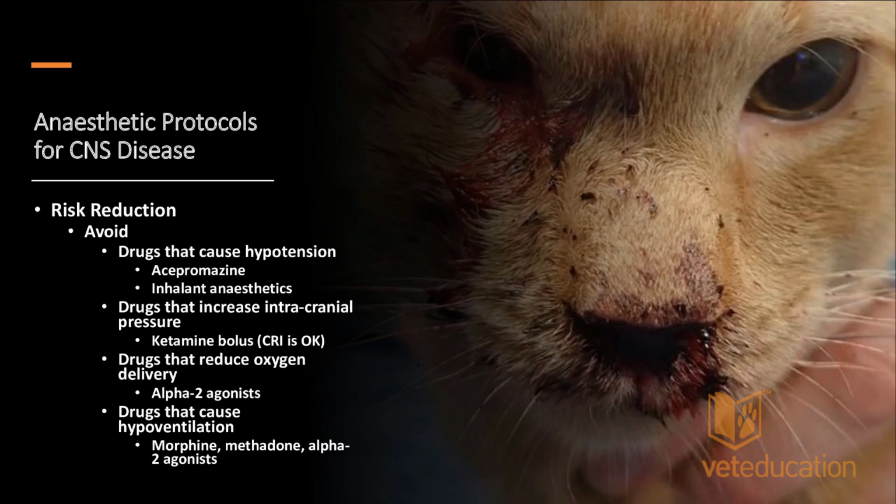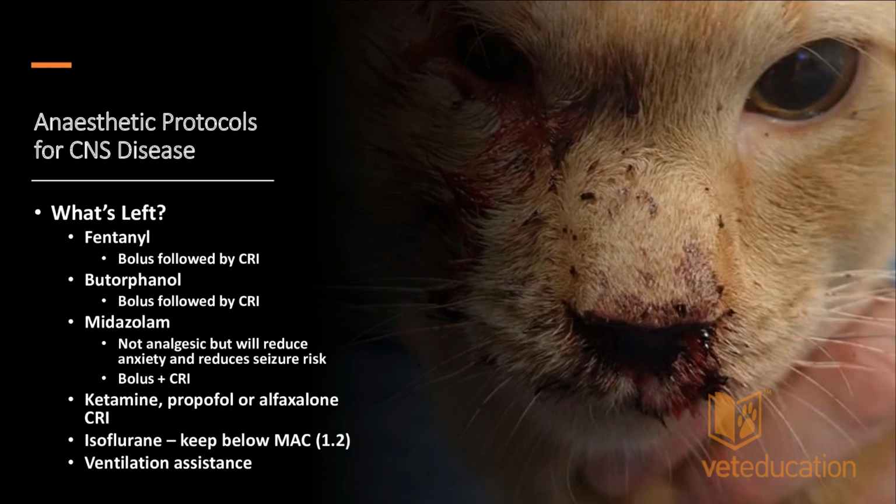And drugs that cause significant hypoventilation. Well, this is a lot of things, like our alpha-2 agonists. Morphine and methadone given as boluses can cause quite profound decreases in respiratory rate. Certainly you can get that with fentanyl as well, but it seems to be a little less pronounced than it is with morphine and methadone. So I normally avoid those drugs in a head trauma patient anesthetic.